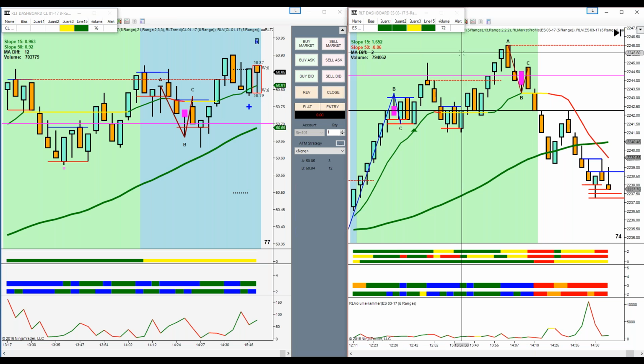Now, let's say you want to trade the NASDAQ and you want to trade gold and you want to trade bonds, you want to trade notes, you want to trade the Dow.